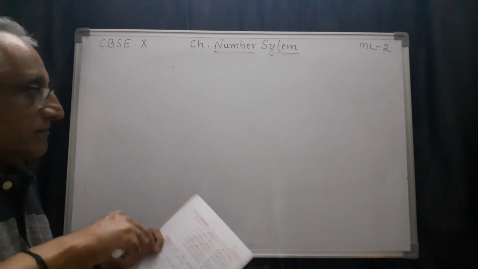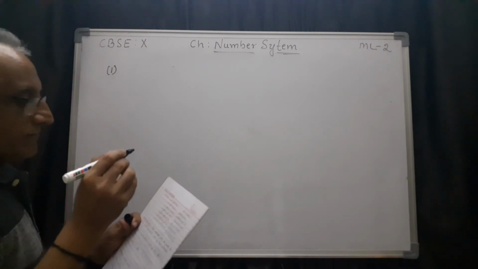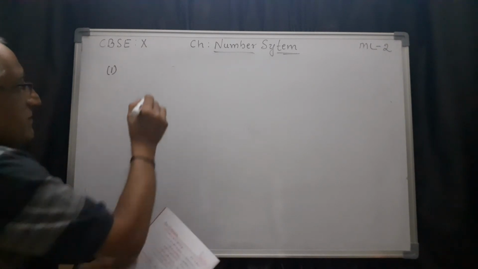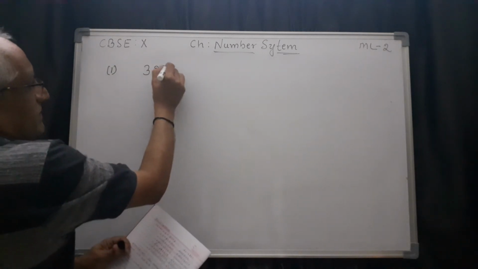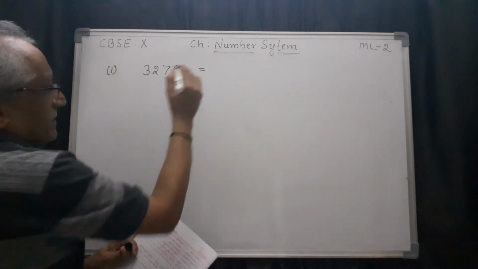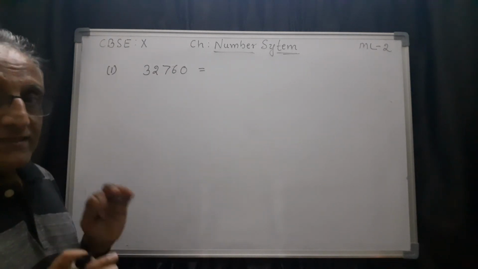First one, we have to make the prime factorization of this one, 32,760. This is the composite number. You express this as prime factors. So the procedure is like this.